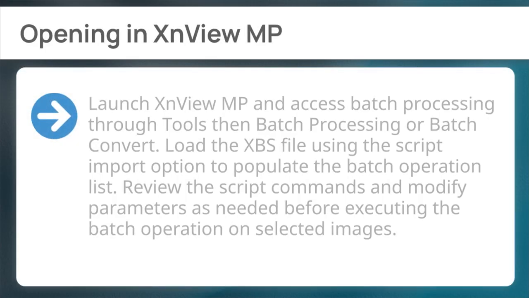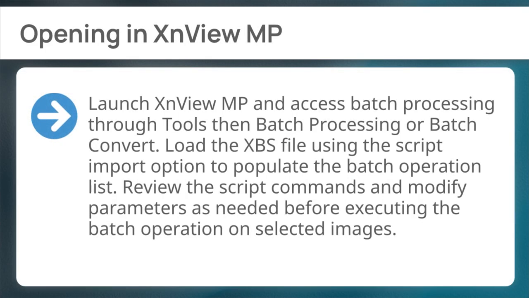First, opening in XnView MP. Launch XnView MP and access batch processing through Tools, then Batch Processing, or Batch Convert. Load the XBS file using the script import option to populate the batch operation list. Review the script commands and modify parameters as needed before executing the batch operation on selected images.